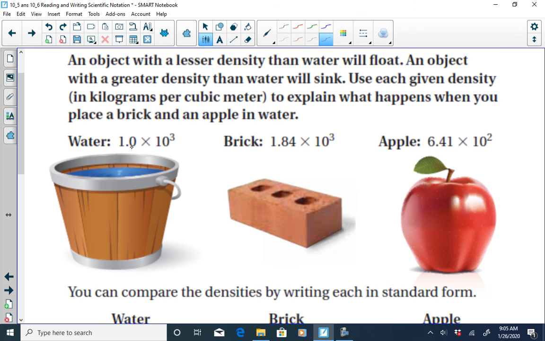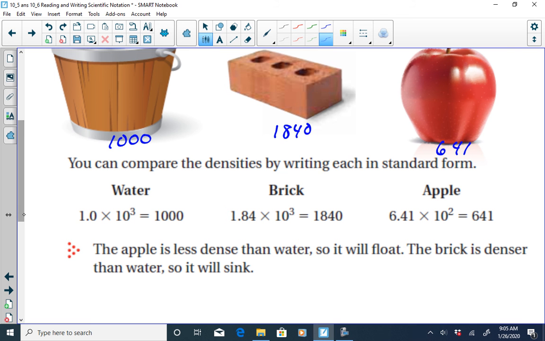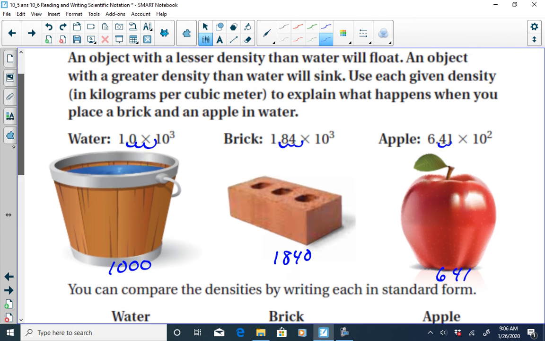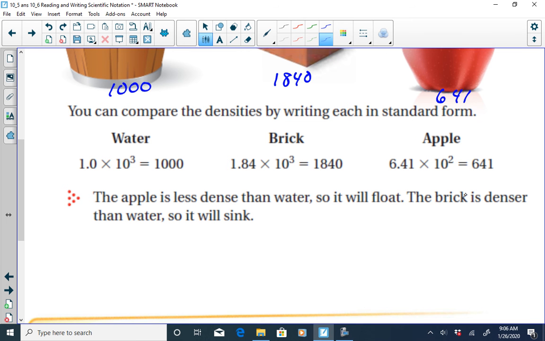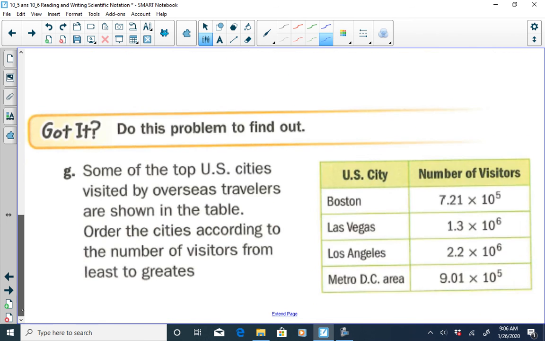So 1 times 10 to the 3rd, we're going to move that decimal point 1, 2, 3 places. So that becomes 1,000, and this is kilograms per cubic meter. Here we move the decimal point 1, 2, 3 places. So that's 1,840. Here we move the decimal point 2 places. So that's 641, and that's what we see down here. Because 1,840 is more than 1,000, the brick's going to sink. Because the apple is 641 kilograms per cubic meter, it is less dense than water, so that is going to float.